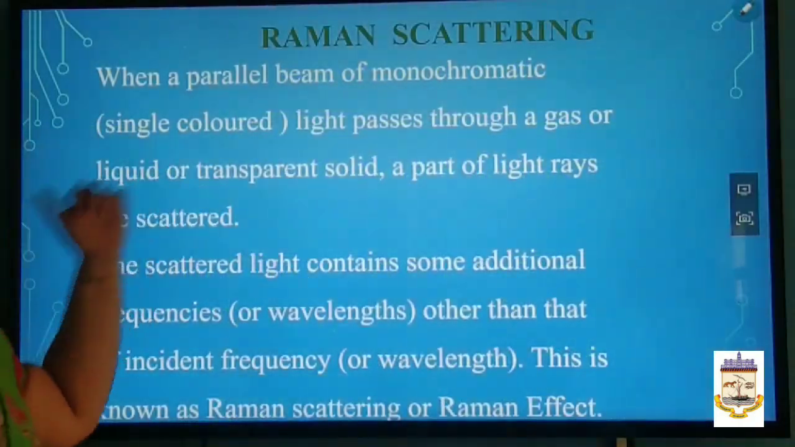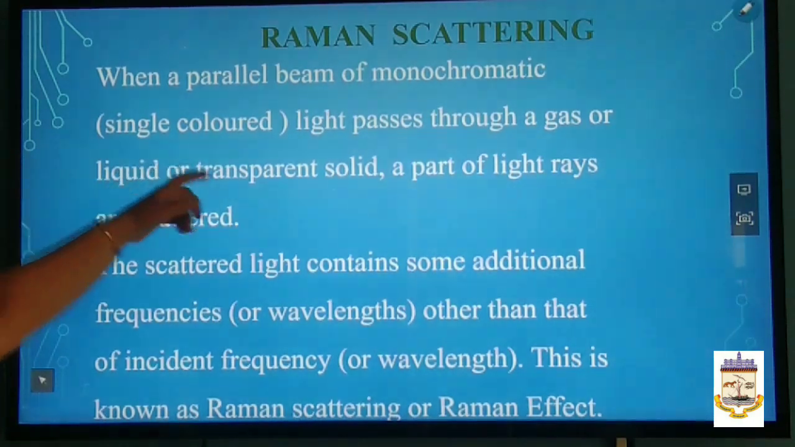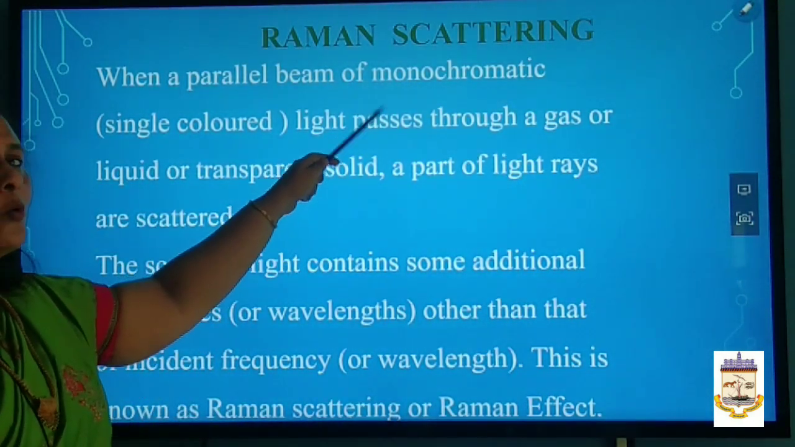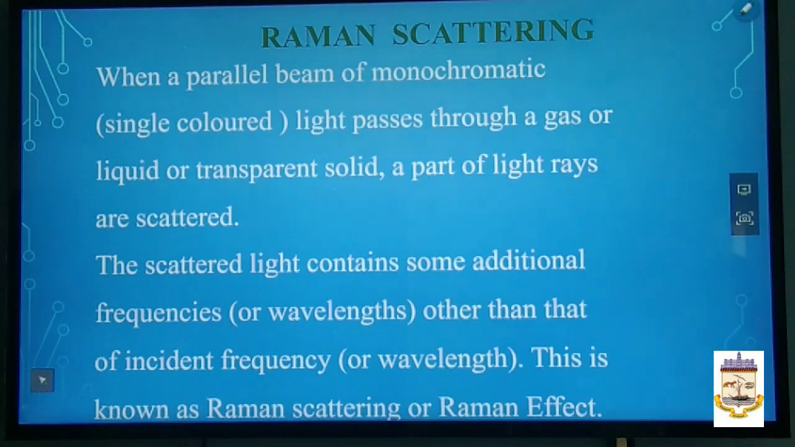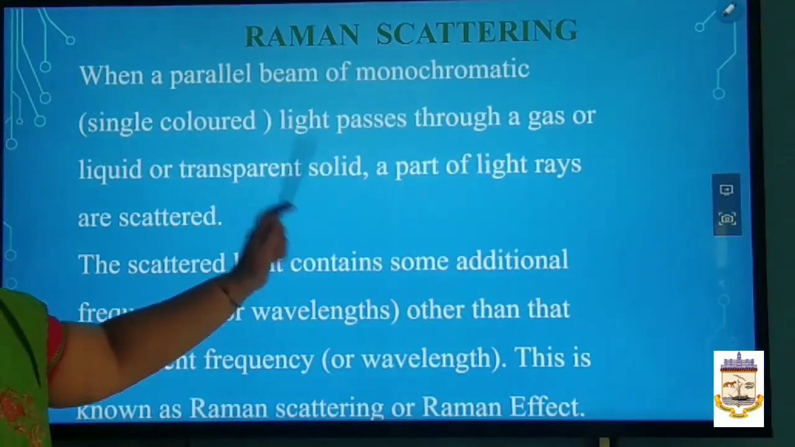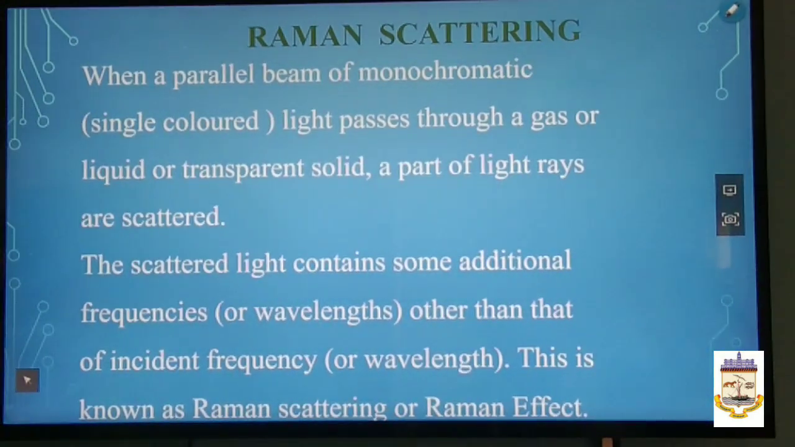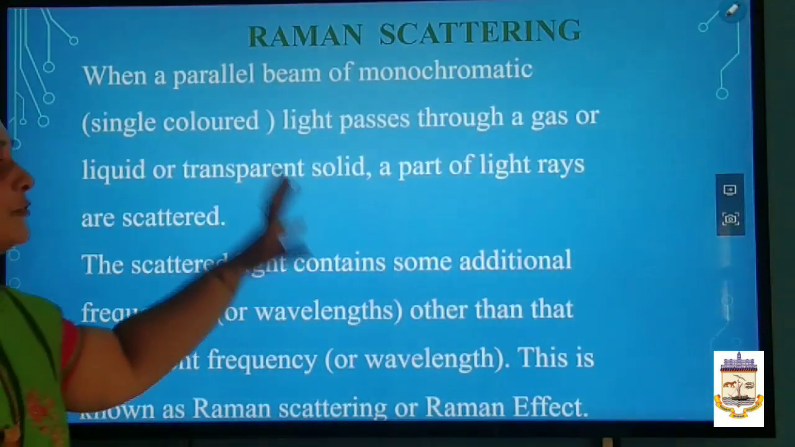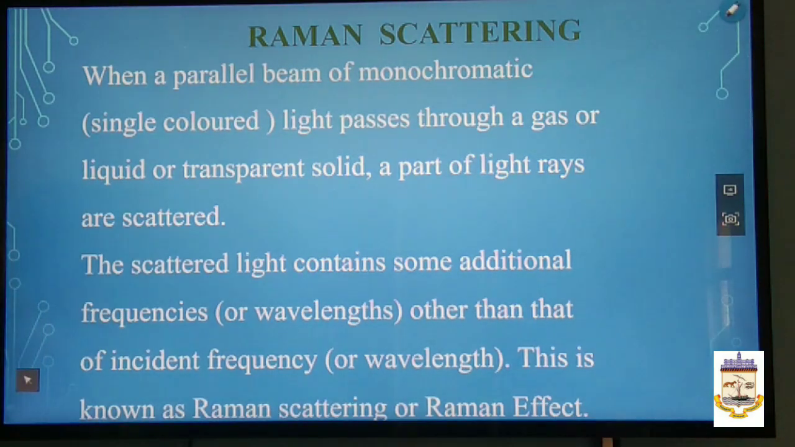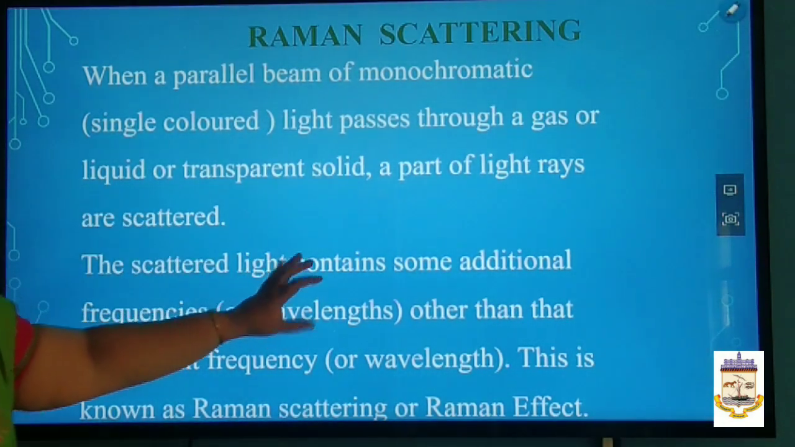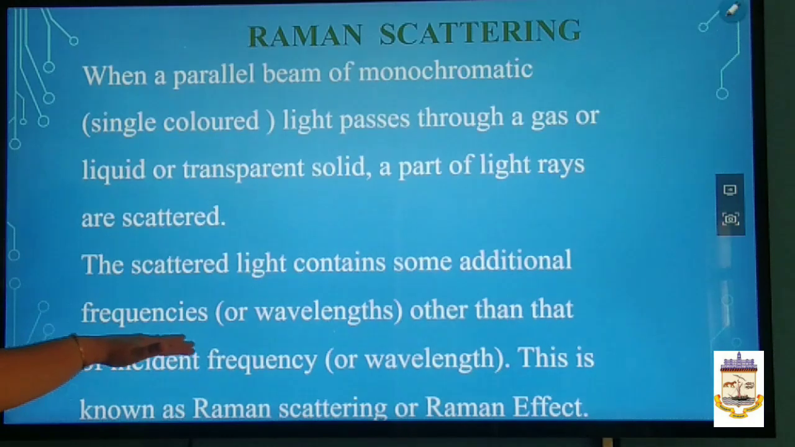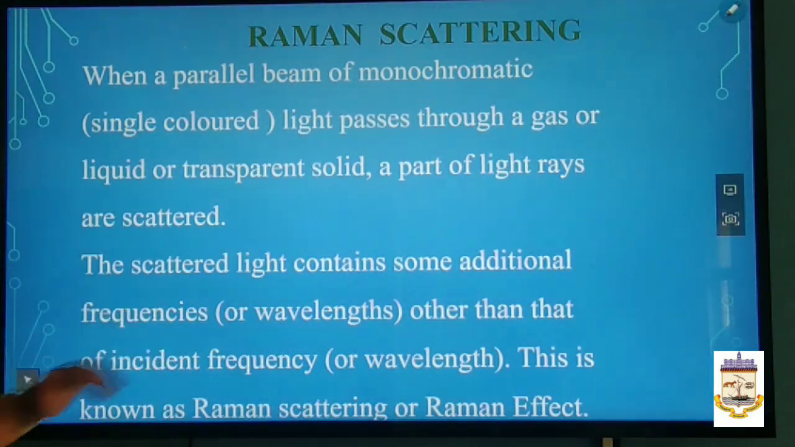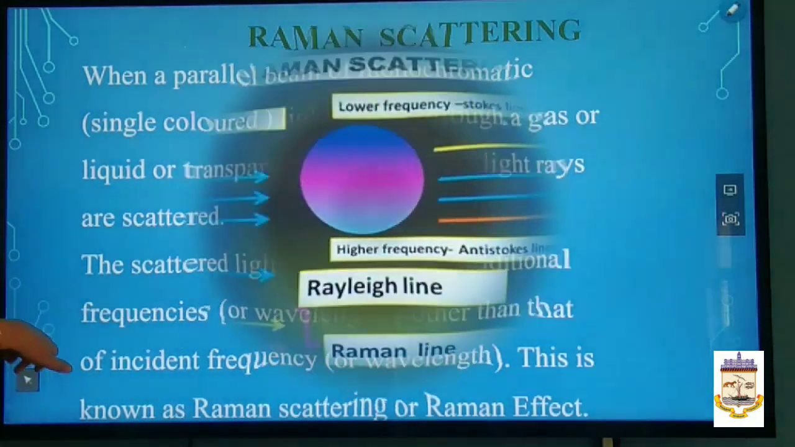Next one is the Raman scattering. Okay, when a parallel beam of monochromatic light, do you remember what is monochromatic light? Yes, the light source which emits a single color of light. Okay, when it passes through a gas or a liquid or any transparent solid, only a part of the light rays are scattered. So, the scattered light contains some additional frequencies other than that of the incident frequency, and this type of scattering is known as Raman scattering, or otherwise known as the Raman effect.